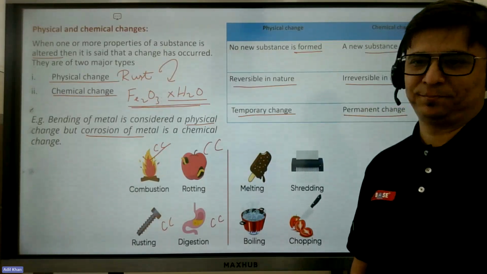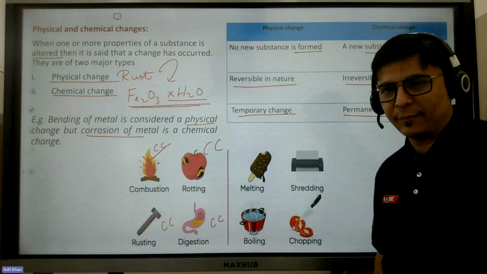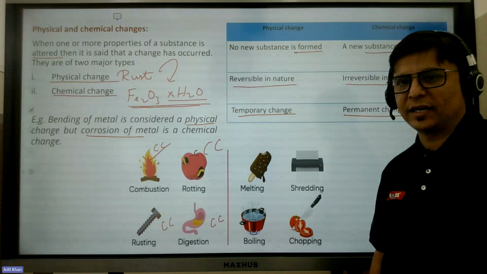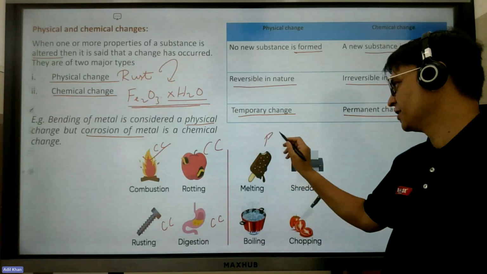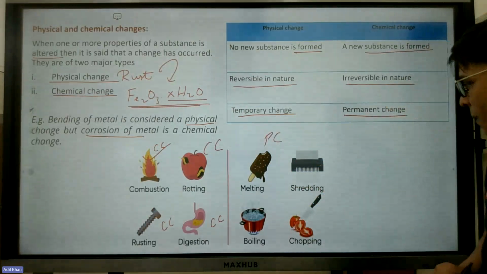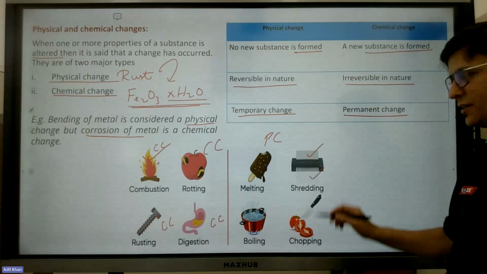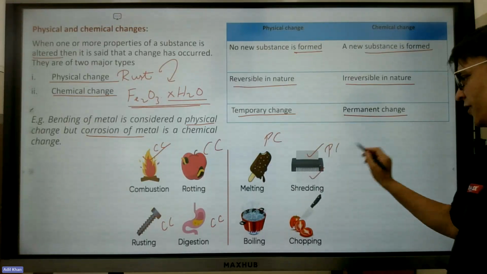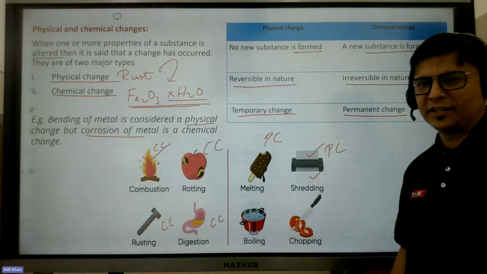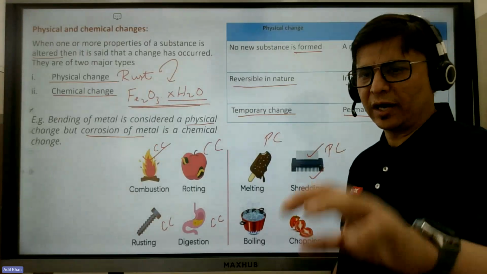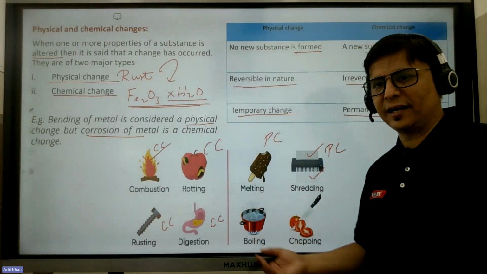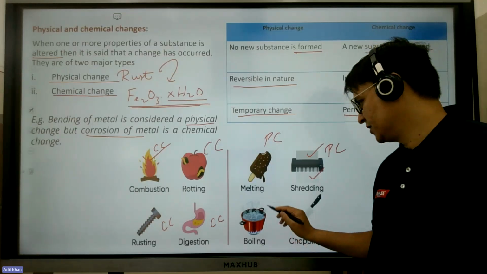Melting of ice cream. What do you think, chemical or physical? You can again solidify it by keeping it in the refrigerator. This is physical change. Shredding of paper. Here also it is a bigger paper, and this is a small piece of paper. Again, it is a similar type of product. Physical change. Boiling of water. Water is boiled, you collect the water vapor and liquefy it, and it becomes water again. The formula remains the same, physical change.